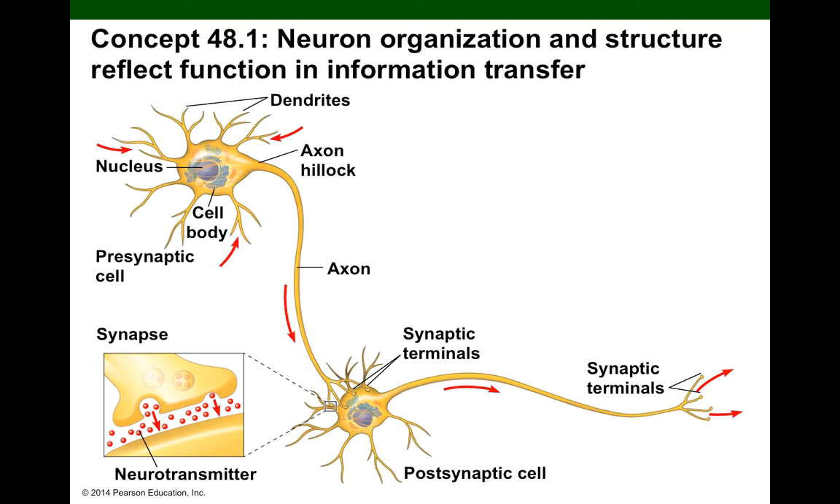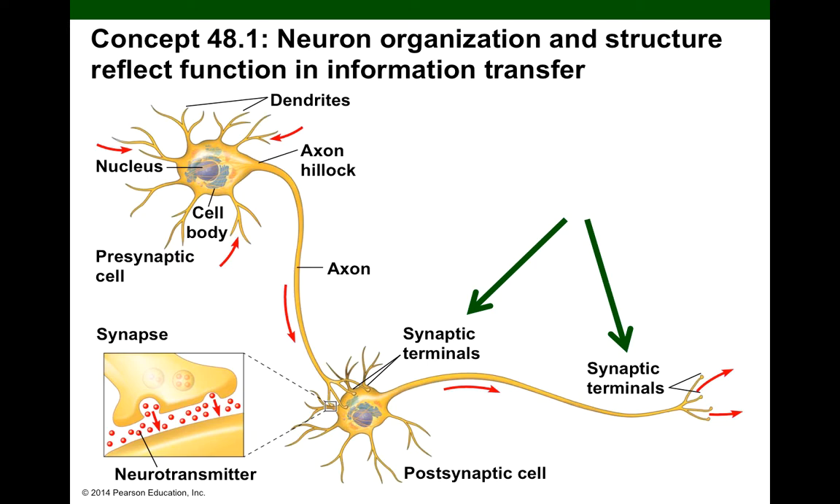The longer extension coming off of the cell body is called the axon. The axon's job is to transmit information to other neurons. As you can see, the information travels in a one-way direction from the dendrites down the axon to the next neuron. The axon ends in branching structures called synaptic terminals.